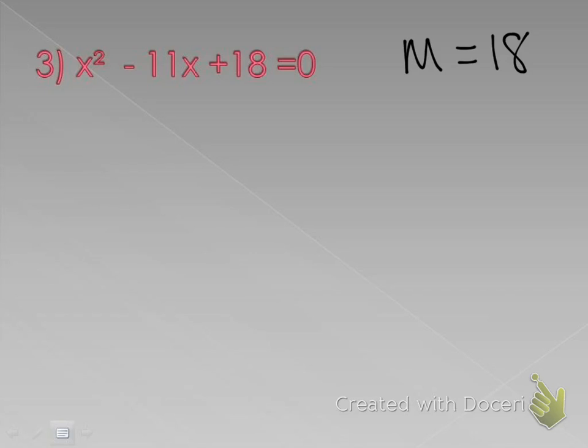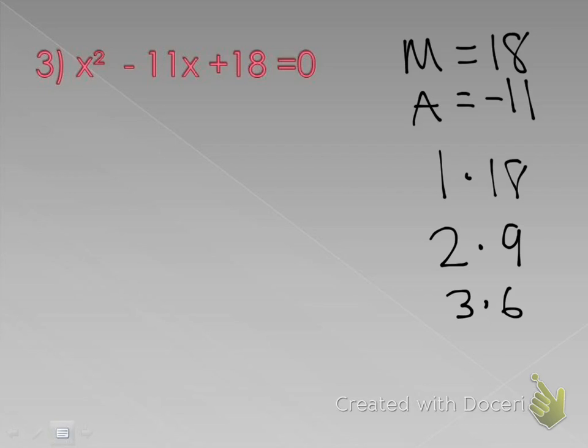So we have positive 18, negative 11. Remember, when you are multiplying to a positive number, either both factors are positive or both factors are negative. What do you think they're both going to be in this problem? Both going to be negative. So when I'm listing the factors of 18, I'm going to think of them all as negatives.